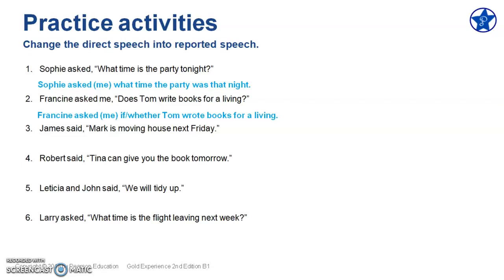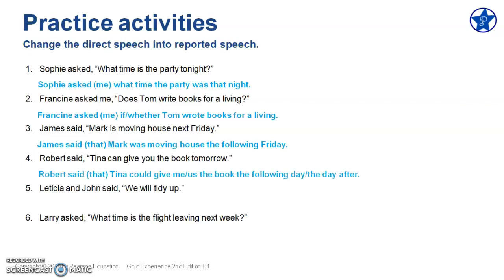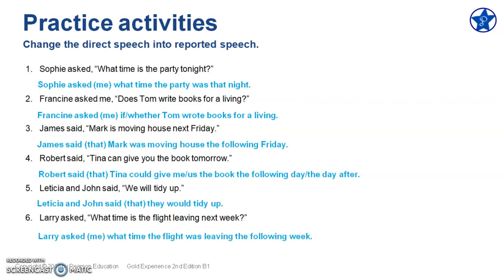So in number 3, James said Mark was moving house the following Friday. Robert said Tina could give me the book the following day. Letitia and John said they would tidy up. Larry asked what time the flight was leaving the following week.